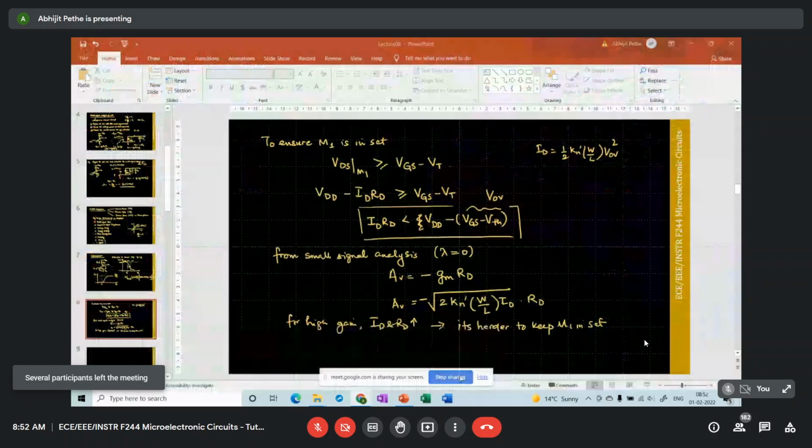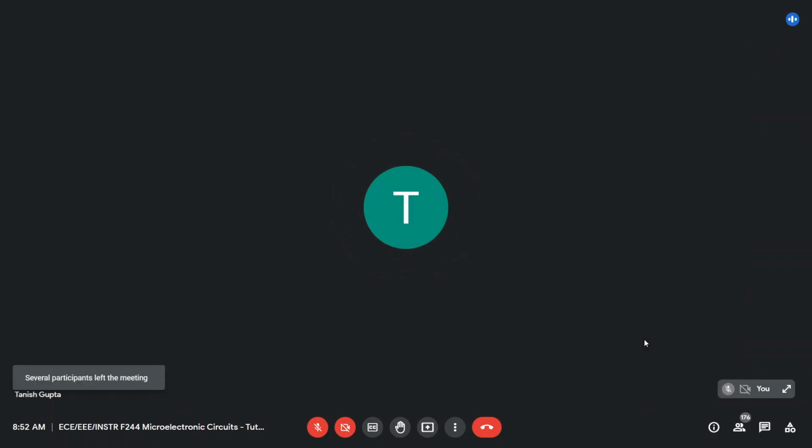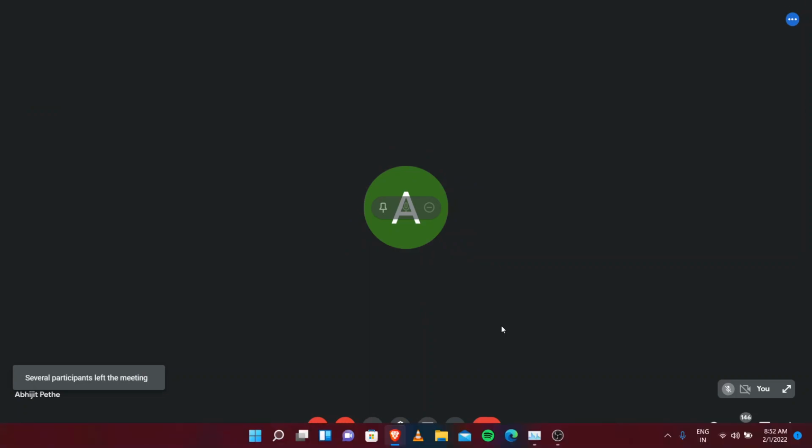Sir, in the small signal model, where we were considering the channel length modulation, if VDD is not grounded, then R0 and RD won't be parallel, no? But VDD will be grounded in small signal, no? That is the meaning of small signal analysis, right?